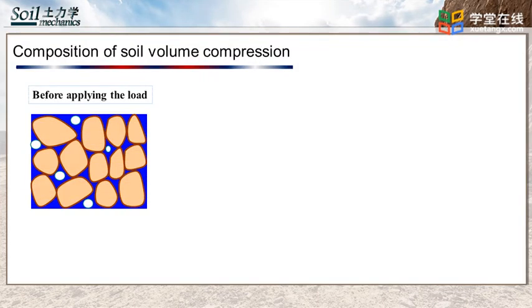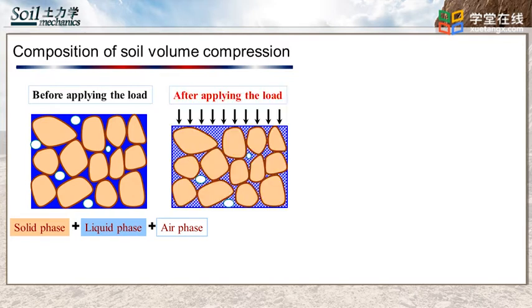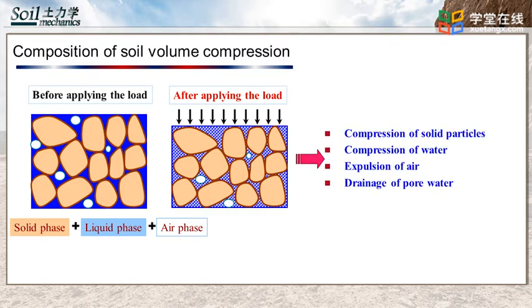In fact, the internal factor causing the load-induced soil deformation is the three-phase components of soil. The soil is composed of solid particles, liquid water, and air. After applying the load, soil is compressed. The reasons for the reduction in soil volume due to loading are in the following 4 aspects: compression of solid particles, compression of water, expulsion of air, and the partial drainage of pore water.